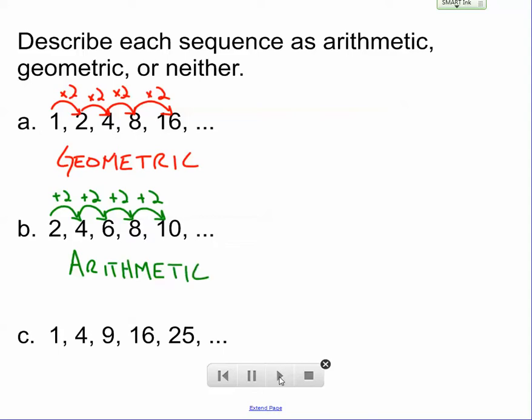Okay, sequence C is consecutive square numbers here. We got 1 squared, 2 squared, 3 squared, 4 squared, and 5 squared. That is a neither. Okay, so there's a little example of each. It is not geometric and not arithmetic.